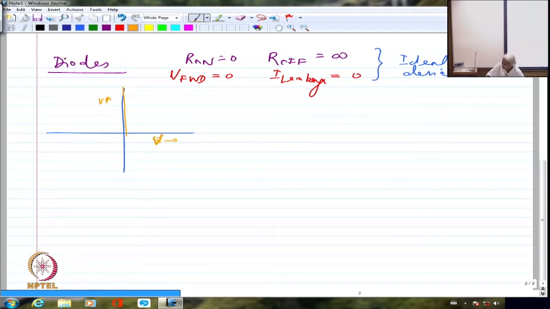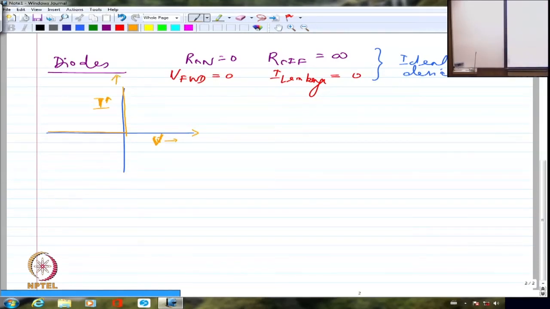So I am going to have essentially, in the other condition, the current is going to be 0, the reverse bias condition. So this is the forward voltage. So this is the positive voltage. Obviously voltage is increasing in this direction and current is increasing in this direction. So this should have been my ideal characteristics.